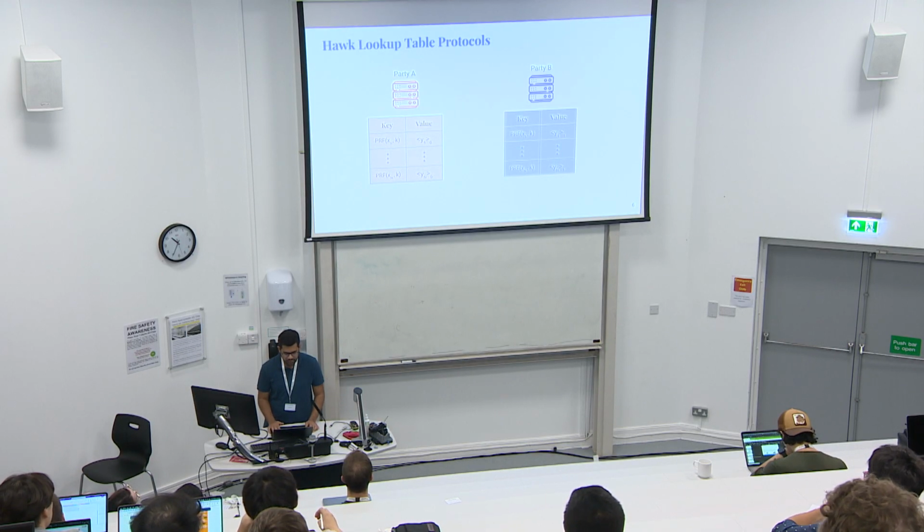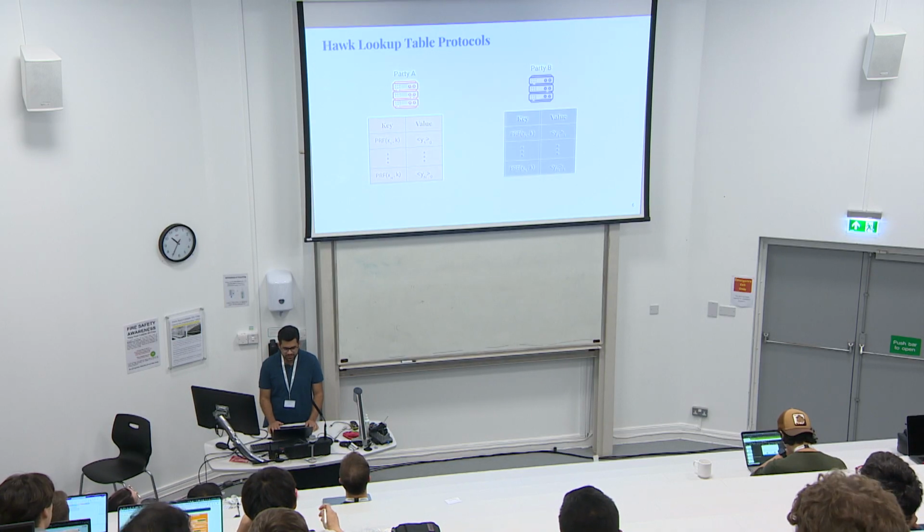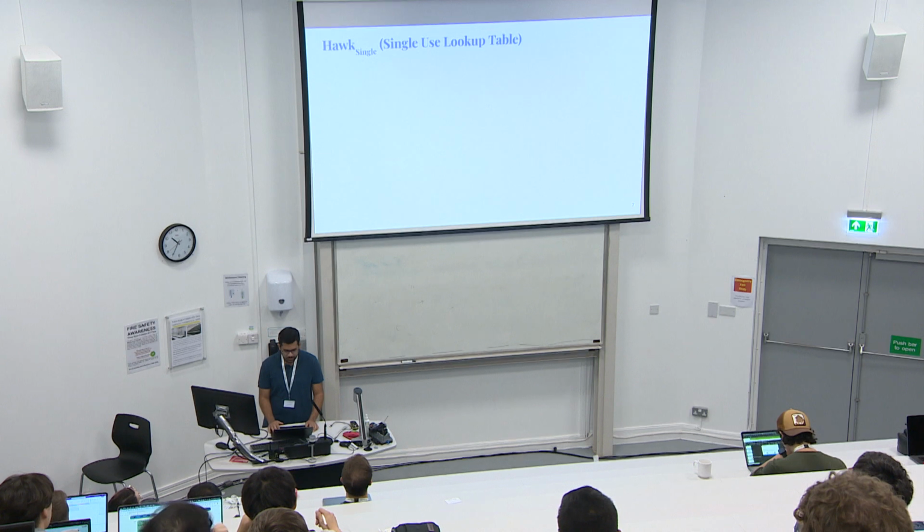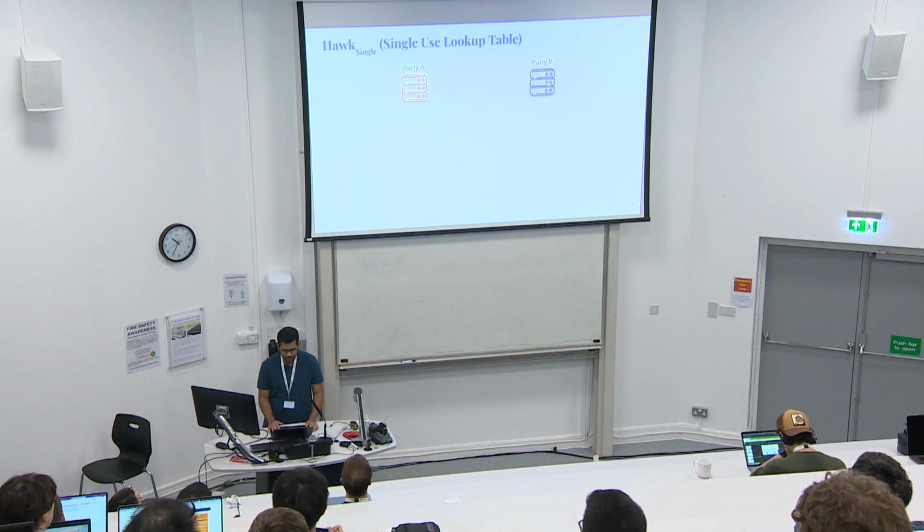Each lookup table has key value pairs. If you look at the keys, they are a pseudo-random function of the input x and some random key, and the value is just a secret share of the output f of x. So let's see how a single use lookup table works.